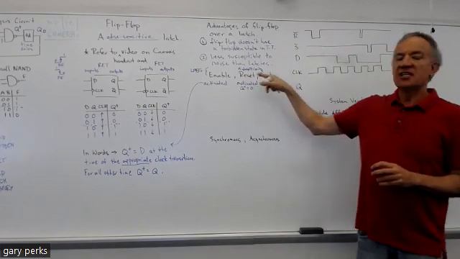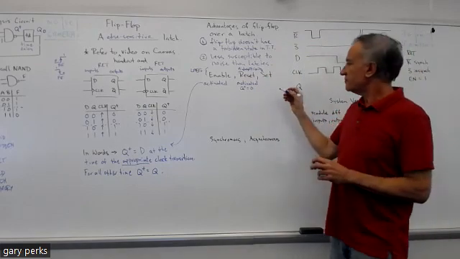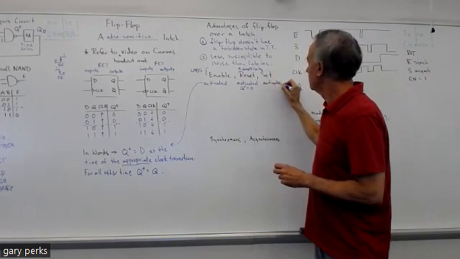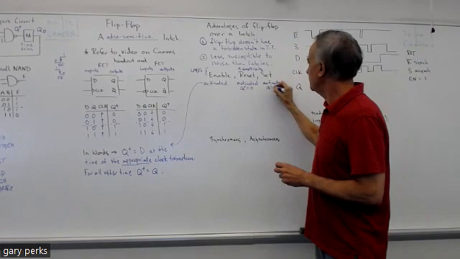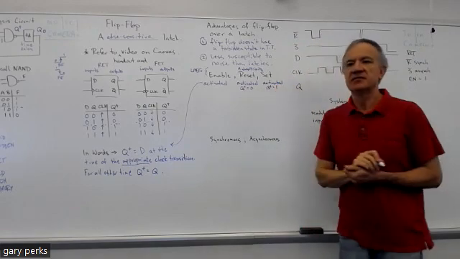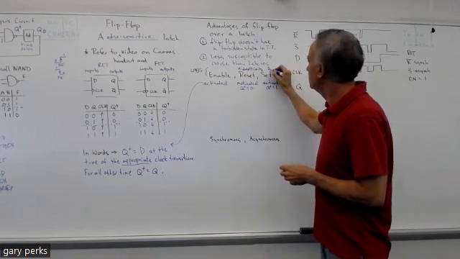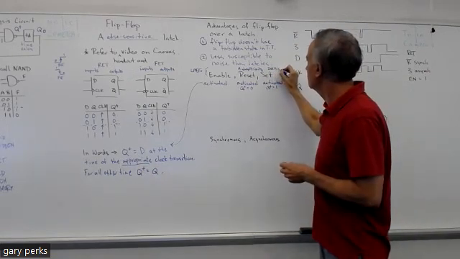Set is just the opposite of reset. When it's activated, Q, or next data Q, becomes 1. And it's usually the second highest priority.